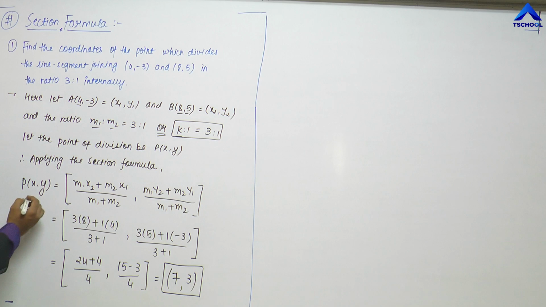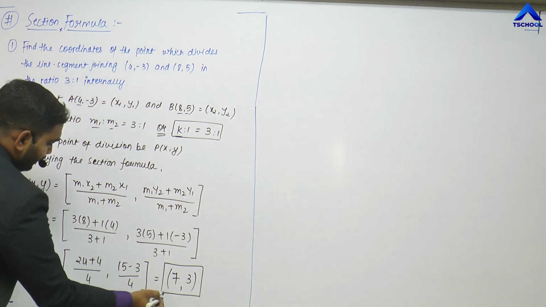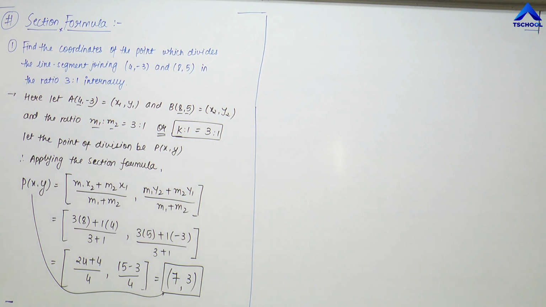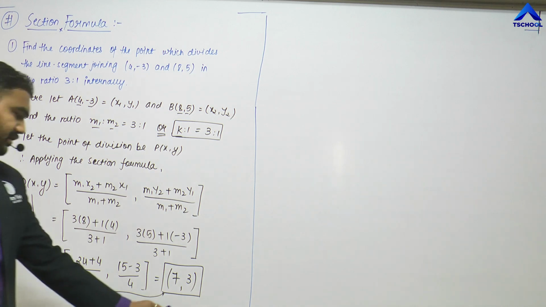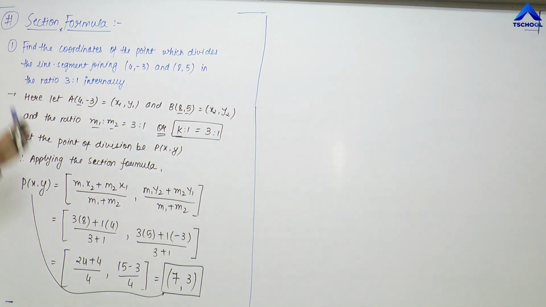So this is our required point. P(x, y) is (7, 3), which is dividing the line segment joining (4, -3) and (8, 5) in the ratio 3 is to 1. Okay, so (7, 3) is the required point. Is it clear? So this is how you are going to write down the sum using the section formula.